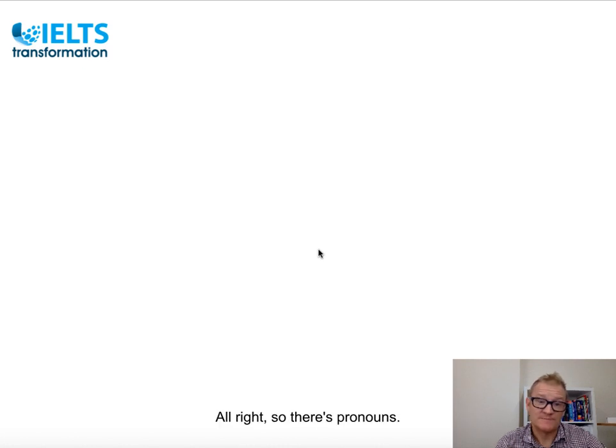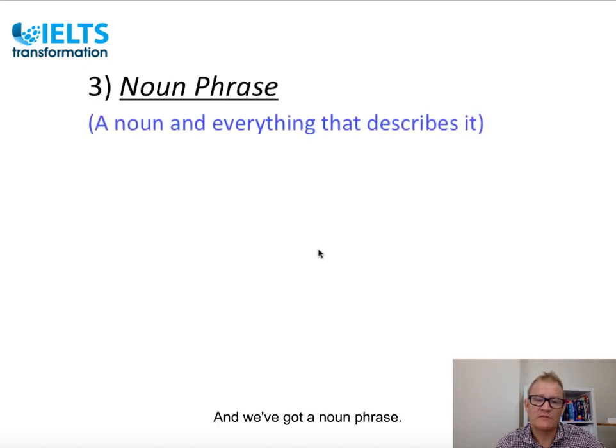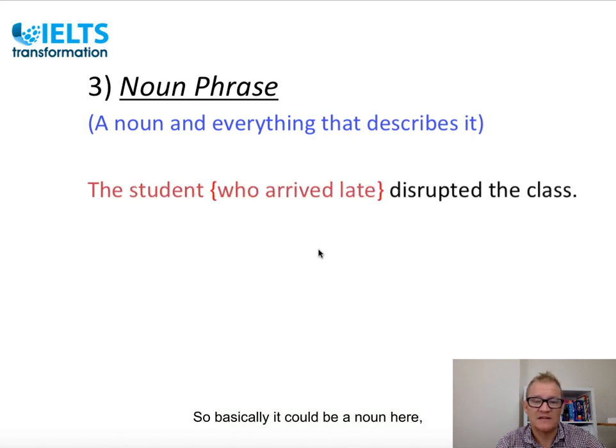So there's pronouns. Then we've got a noun phrase. A noun phrase is a noun and everything that describes it. So basically, it could be a noun here. So the antecedent, remember, the student who arrived late disrupted the class.